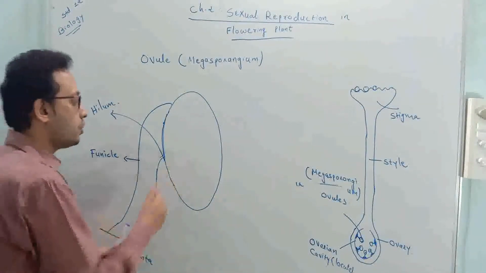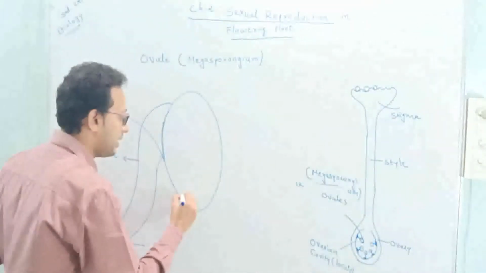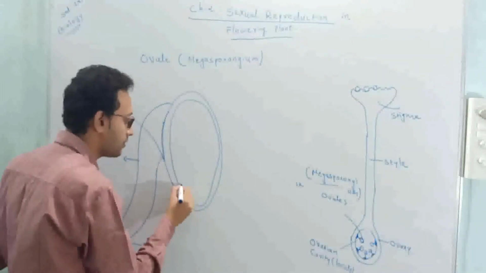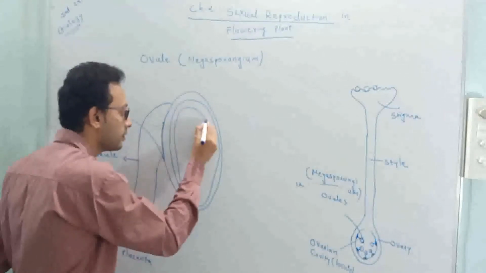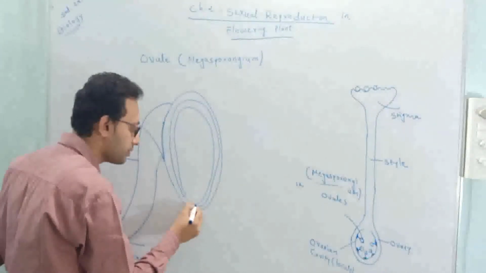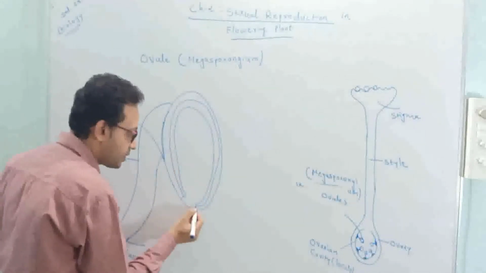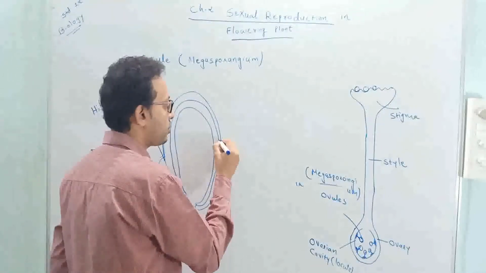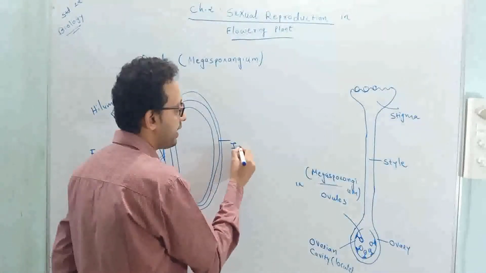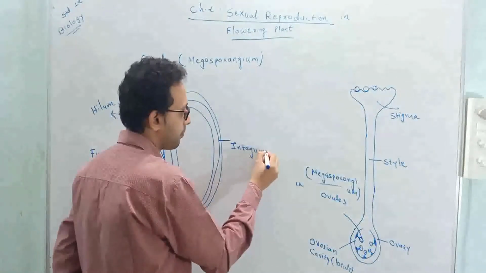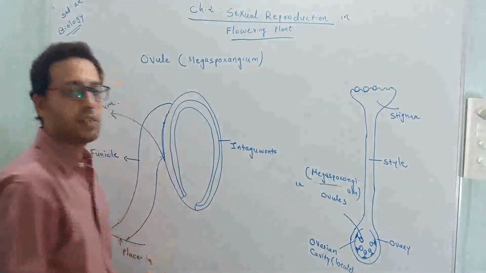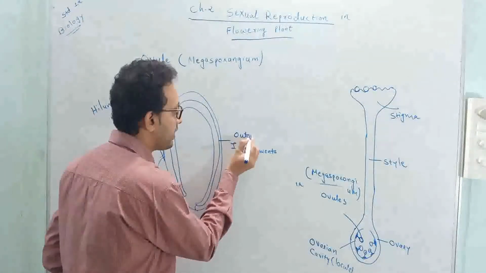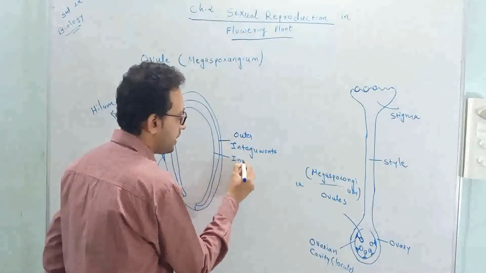Now this ovule is surrounded by two layers. There is a presence of two layers surrounding it. The layers which are surrounding the ovule are called integuments. Clear? What are called integuments? There are two layers. The outer one is called the outer integument. The inner one is called the inner integument.